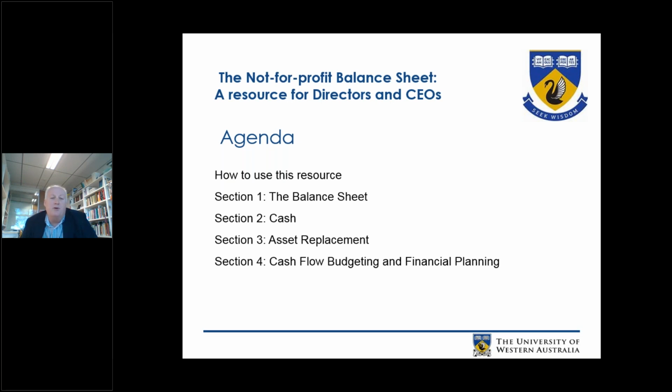I'll then have a look at the discrete sections that the resource is divided into, which include a description of the balance sheet itself, a description of cash and cash management in the context of the balance sheet, a description of asset replacement decision making and how you might approach that, and then of course cash flow budgeting and financial planning. At the end of the day, cash is a very big part of the balance sheet management process, and organisations need to consider cash in that context, and we'll come back to that shortly.